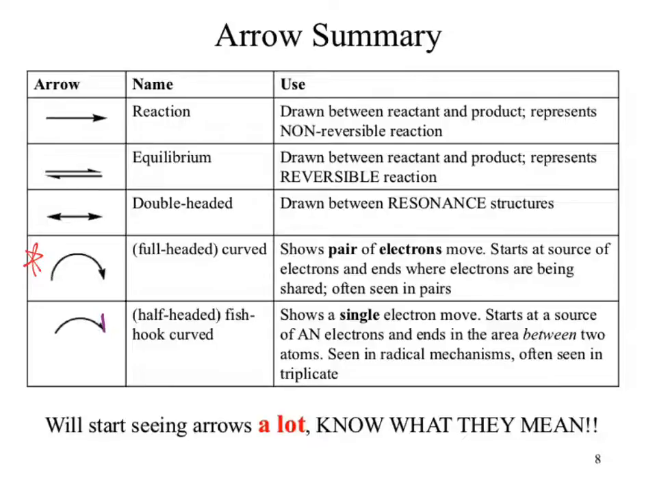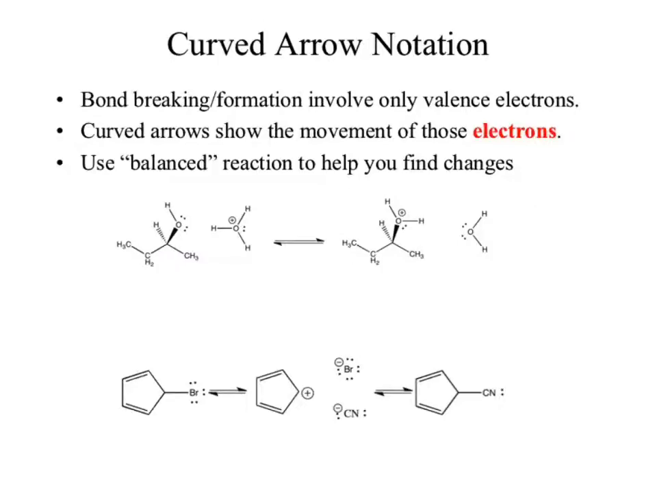What happens if we get rid of one of those heads? We're only moving one electron. Okay? We will see that, but at the end of the semester, that's known as your radical reactions. They become a little bit more challenging to manipulate. So we'll deal with the full-headed arrows. It's the same arrows that we've been using with the same reasons, the same logic behind them. Okay? So curved arrow notation, bond breaking and formation will only involve valence electrons, so we don't worry about core electrons, which is kind of a nuanced thing that we don't worry about. Our curved arrows will show the motion of only those electrons, and that's it.